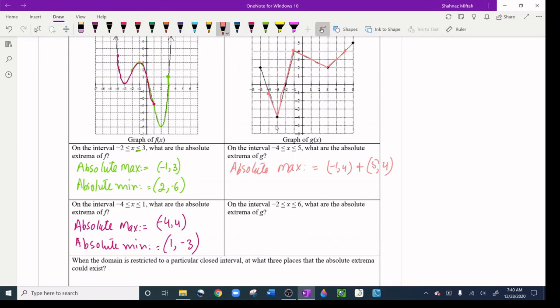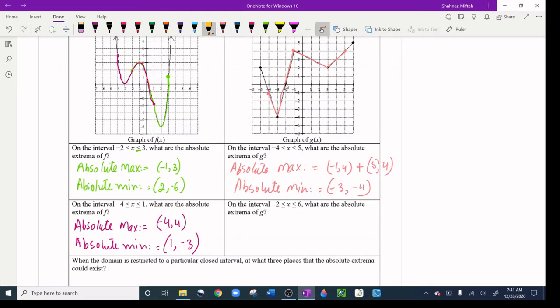The lowest y value is this. I can see that's the lowest y value on the graph, which is -4. So absolute minimum, I'm looking only at the y values, but I have to put them as an ordered pair. So this is -4 and the x is -3. So -3, -4. Done. Next one is on the interval -2 to 6.